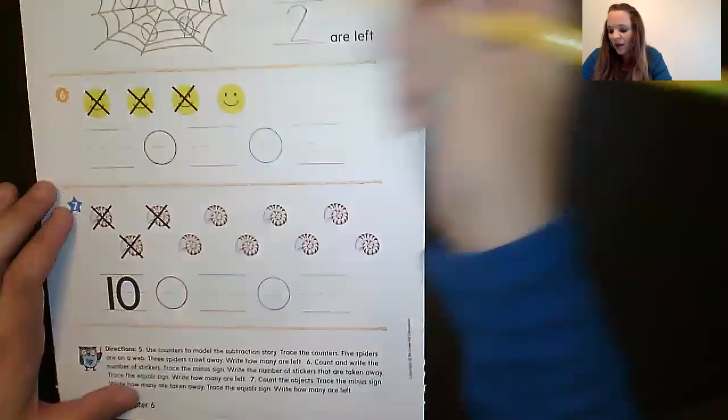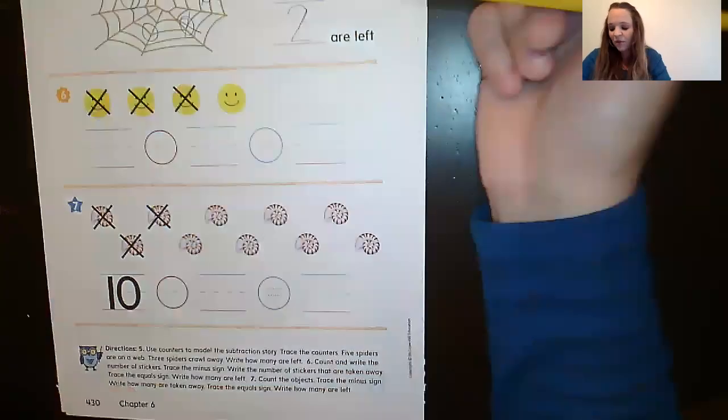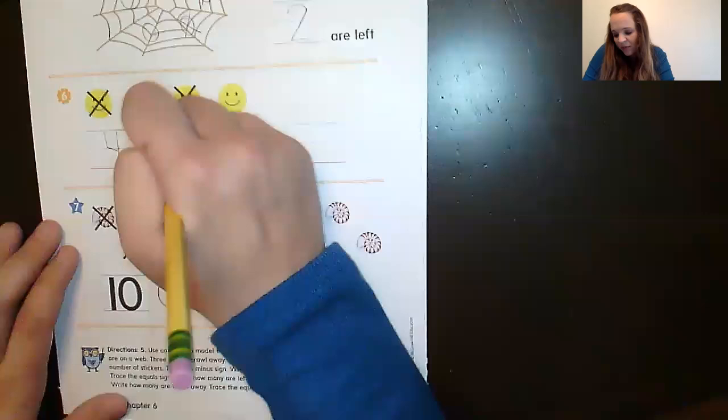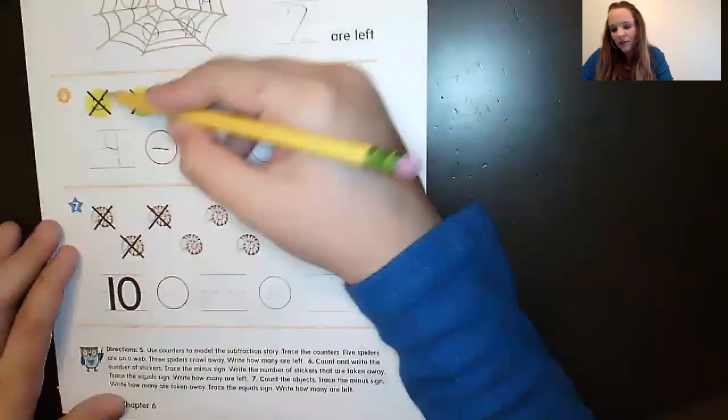All right, next spot. We're talking about smiley faces now. We're starting with 4 smiley faces. How many did we take away? 1, 2, 3.